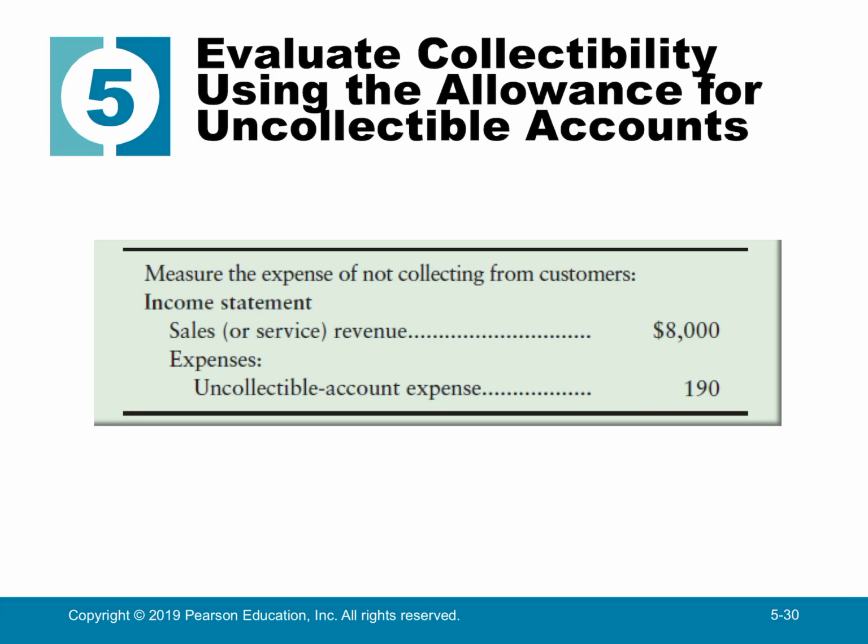So on the income statement, what we're going to have is our sales revenue, and then we're going to have this expense account called uncollectible account expense, in this case 190 for the period. And again, I want to emphasize, this does not necessarily mean that we did not collect 190 this period. This just means we made an estimate that we're going to have this expense of 190. It probably won't come around until the future.